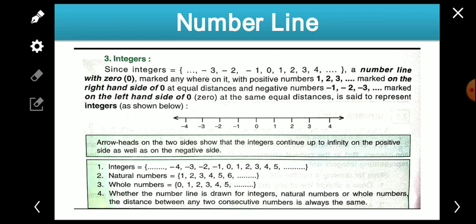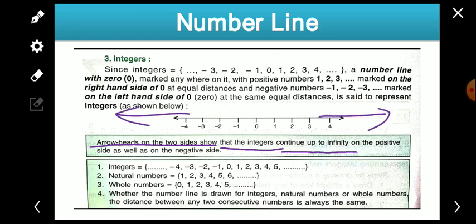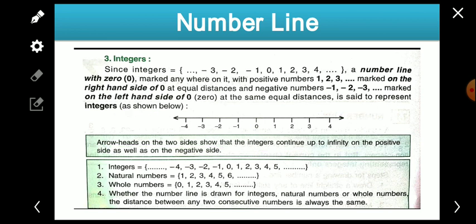Now arrowheads on both the sides, whatever I explained right now. Arrowheads on the two sides, so that integers continue up to infinite. Up to infinity means in this direction also it will go up to infinite, in this direction also it will go up to infinite. So it can continue up to infinity on the positive side as well as the negative side.